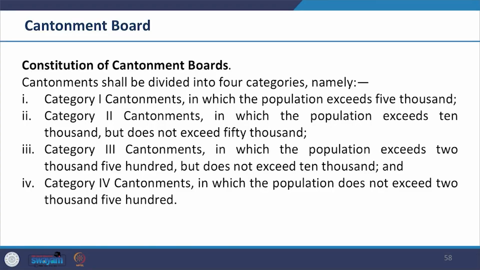Similar to the urban classification, we see here 4 categories, namely category 1 of the cantonments in which the population exceeds 50,000. Category 2 cantonments in which population exceeds 10,000 but does not exceed 50,000. Category 3 cantonments in which population exceeds 2,500 but does not exceed 10,000. Category 4 cantonments in which population does not exceed 2,500. So these are the classifications which you would like to remember.